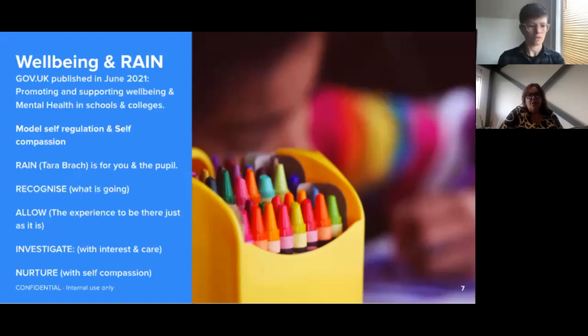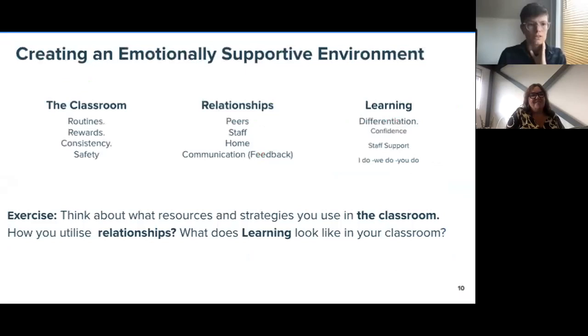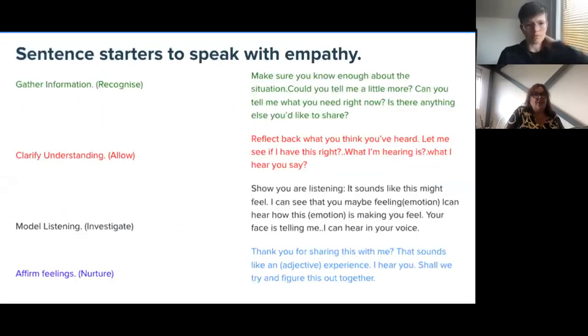Yeah, the nurture bit can be expanded and expanded. The nurture can be doing some work one-to-one, obviously not on your own, but with the class teacher, with the SENCO, around what can we do for you? And I'll come on to that in a little bit. Yeah, so we finished that. That was a really good link. Thanks Charly for the contribution. So these are sentence starters to speak with empathy, combining both RAIN and the Karpman Triangle.